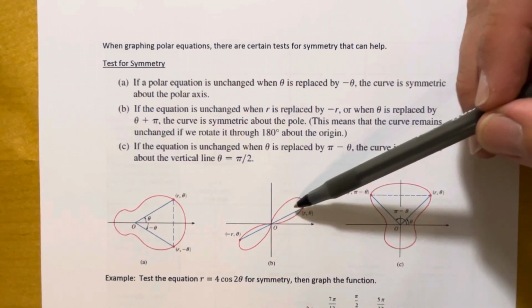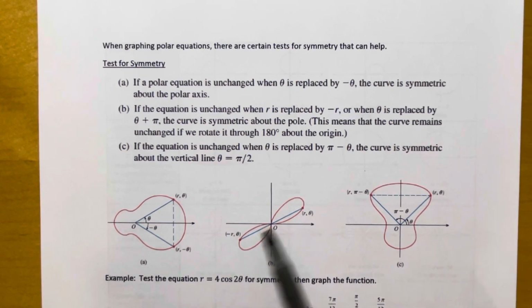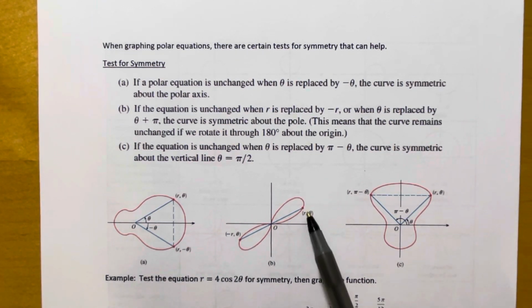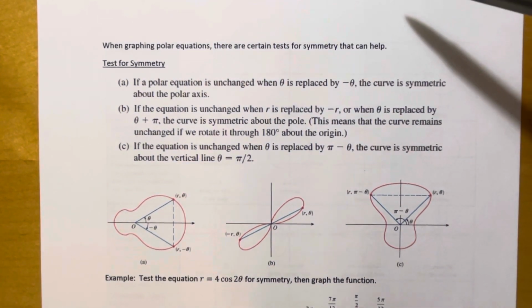But this is an example. So you can see here that this point, if I call it r theta, the negative r theta is going to take that and swing it 180 degrees down to this point. So if replacing this r with a negative r lands me on another point on that curve, and if that happens for any point that I can choose on that curve, then I have this symmetry about the pole.